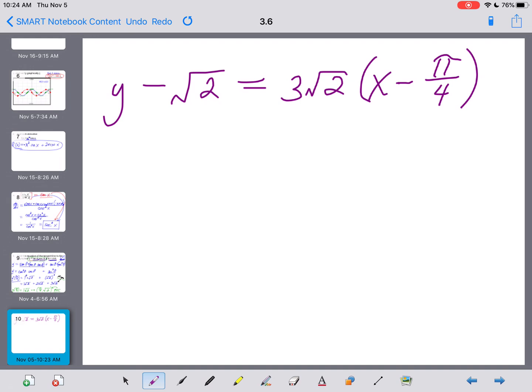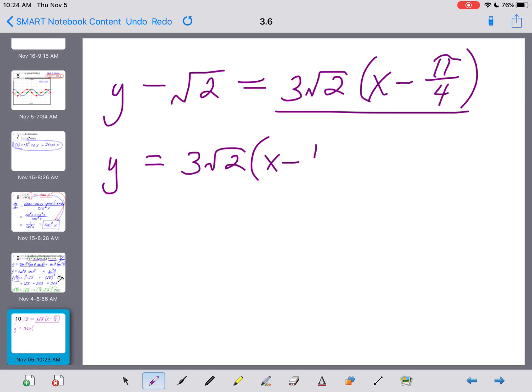Again, normally they want it in solved for y. So the cheap way to do that is to just write it as y equals. Leave this exactly the same. 3 root 2 times the quantity of x minus pi over 4, but take this k value now and just put it at the end. So that's a plus root 2. If you did want to distribute that, you're certainly welcome to do it.